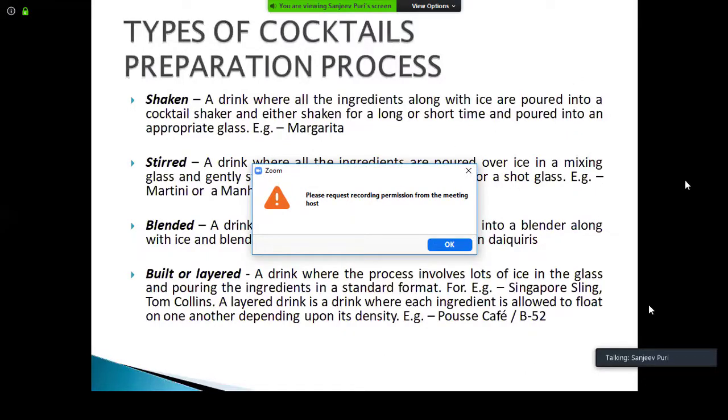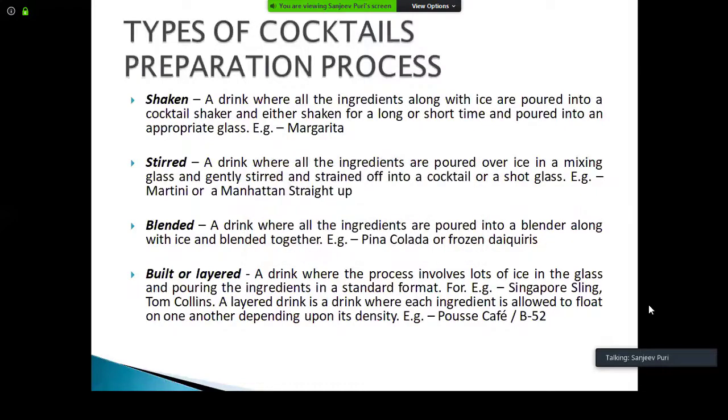in a glass and pouring the ingredients in the standard format. Your Singapore sling, your Tom Collins. Tom Collins is very similar to John Collins, only the base being gin. A layered drink is a drink in which each ingredient is allowed to float on top of the other, like Pousse Cafe and B52. B52 consists of three of your liqueurs.